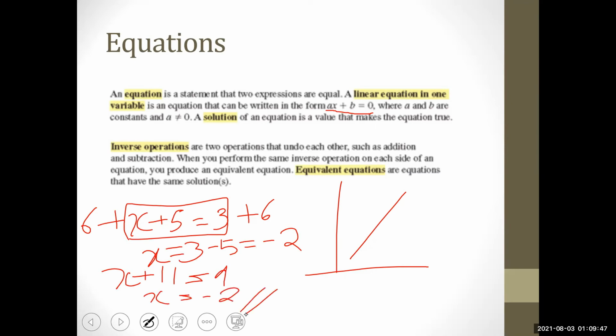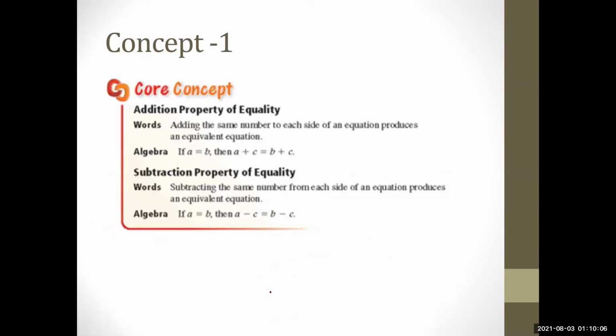So when I add or subtract the same constants on both sides of the equation, the final equation that I am getting will yield the same solution, or the value of x in this scenario. Okay, so that's the definition of an equation and what an equivalent equation is. I'll go through these core concepts very quickly. They are very simple, very straightforward. I know most of you have done it already, so I'll just walk through them quickly.